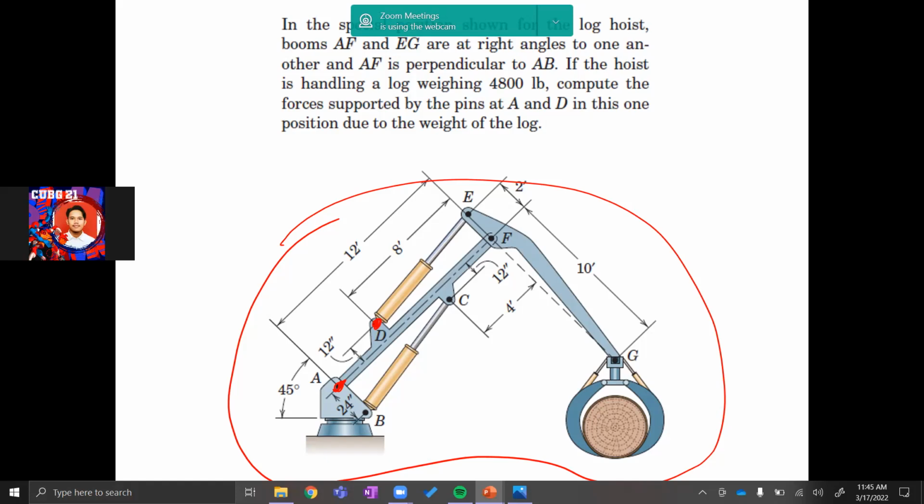Yes, hello, sir. Okay. I need your help to determine which of this member is two force member. Is F and G two force members? Sorry, D and F, D and E. D and E. Okay, that's two force member. What else? C and B. Yeah, BC. Okay, those two are two force member. So we have to treat those two as a two force member.